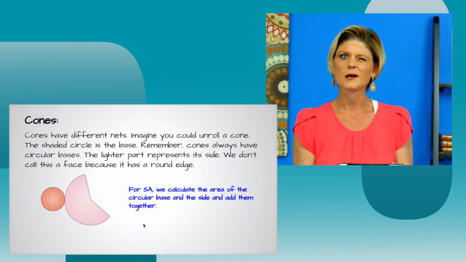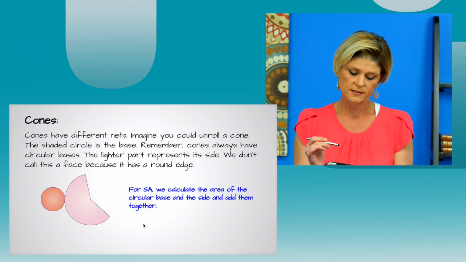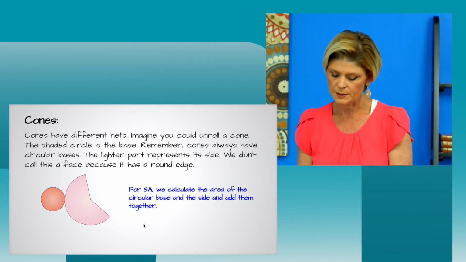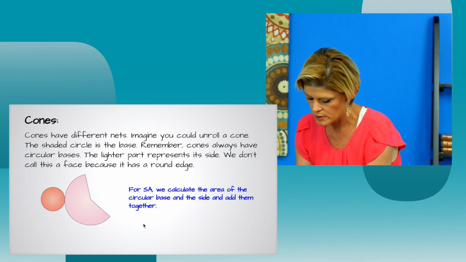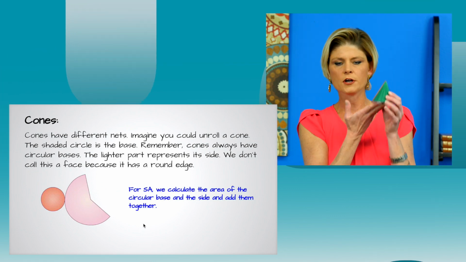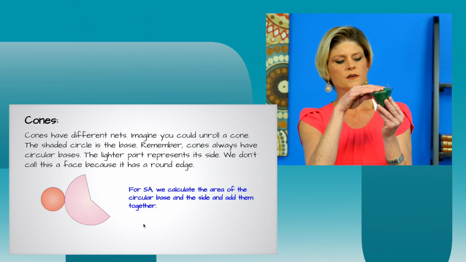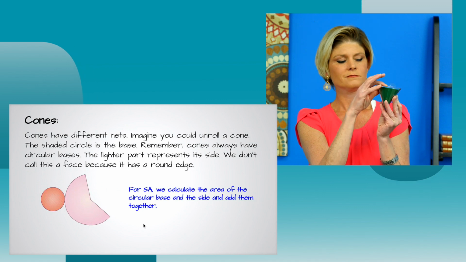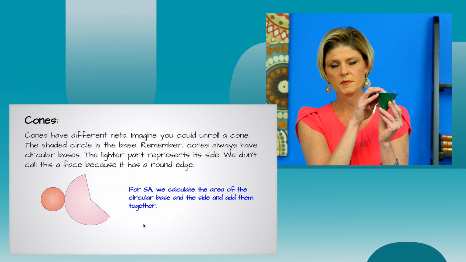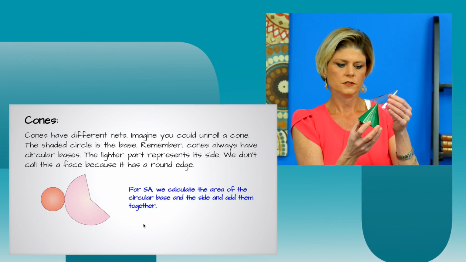All right, let's talk about cones. Now, cones have different nets. I want you to imagine that you could unroll a cone. And I'm actually going to show you a net of a cone. Okay, here's our cone. You might be able to think of it like an ice cream cone. Okay, now watch what happens if I want to make a net of this cone. I'll take this out.